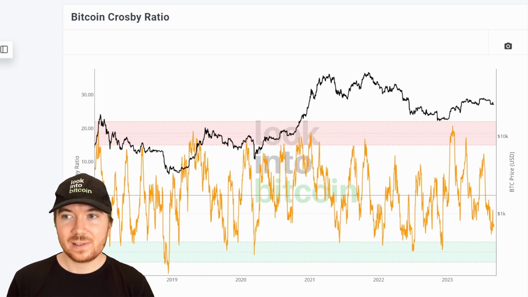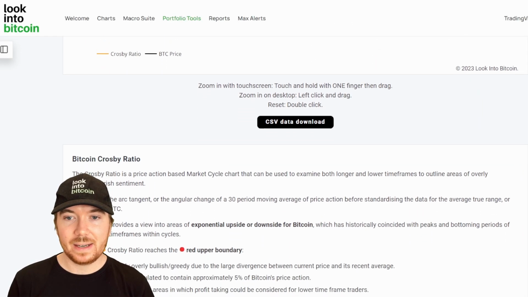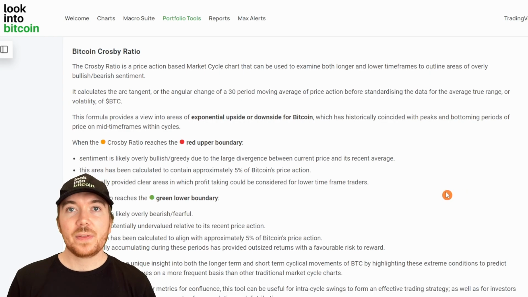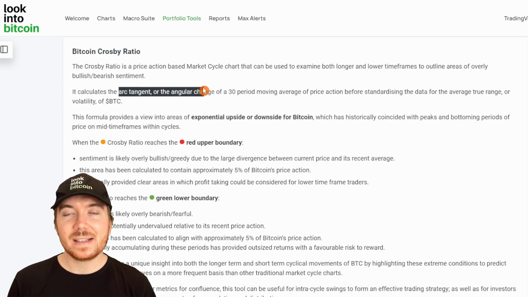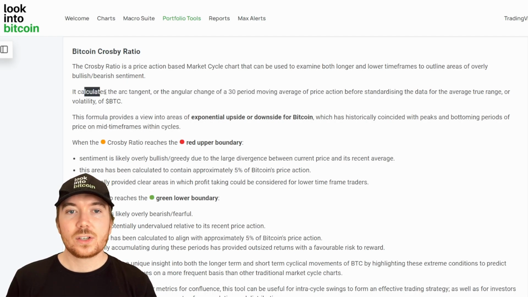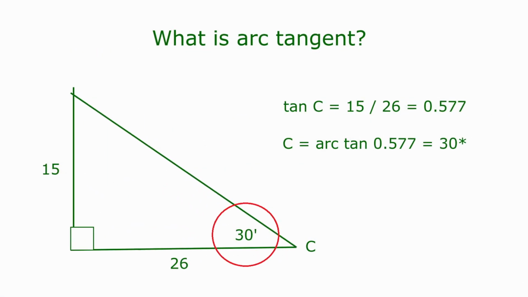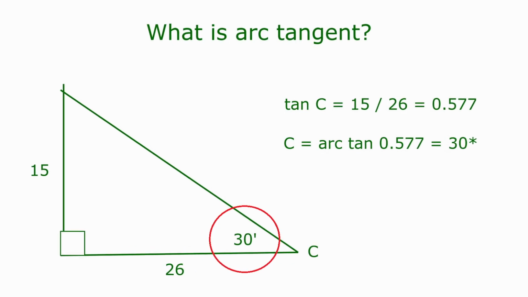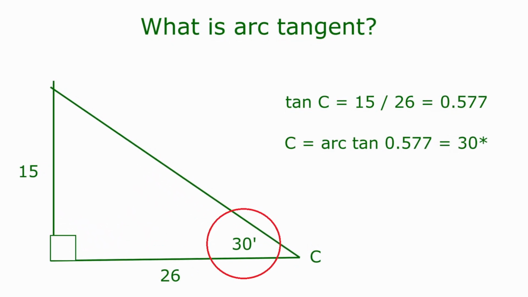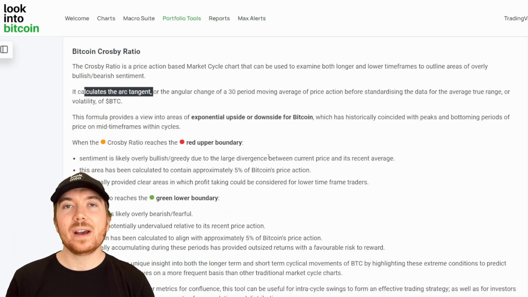So what is this tool actually showing us? Well, it's a pretty simple mathematical formula, and if I just scroll down here, it may explain it a little clearer. The Crosby Ratio is looking at a 30-period moving average for Bitcoin before standardizing the data for the average true range, or volatility. So this arctangent is really just the degree change of the moving average. If I show this diagram here, it may explain a little clearer. If we just find this internal degree change or the angle here, that is what we're doing with the Crosby Ratio. We're working out the angular difference in the moving average.